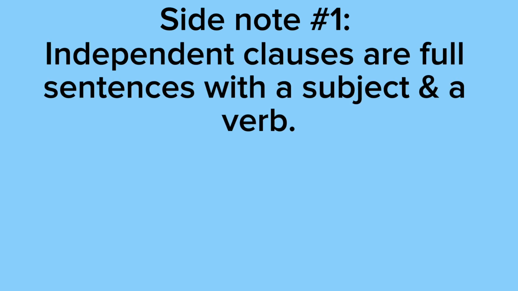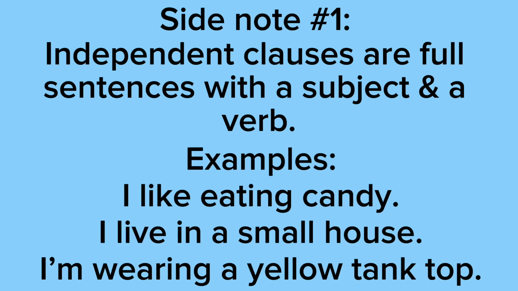Side note number 1, independent clauses are full sentences with a subject and a verb. For example, the sentence I like eating candy has the subject I and 2 verbs, like and eating, so this makes it a full sentence. The sentence I live in a small house has a subject and a verb. The subject is I, the verb is live, so that makes this a complete sentence. And the sentence I'm wearing a yellow tank top has a subject, which is I, and a verb, wearing, which makes this a full sentence.